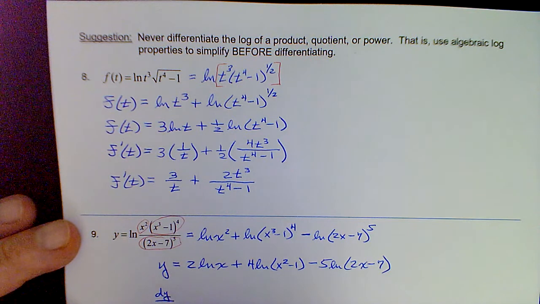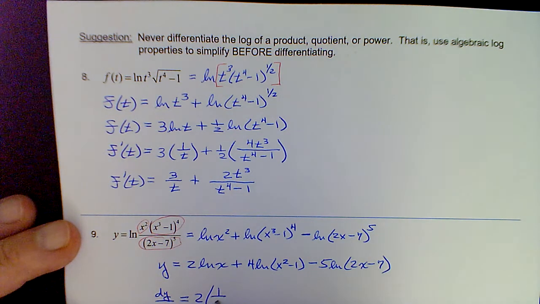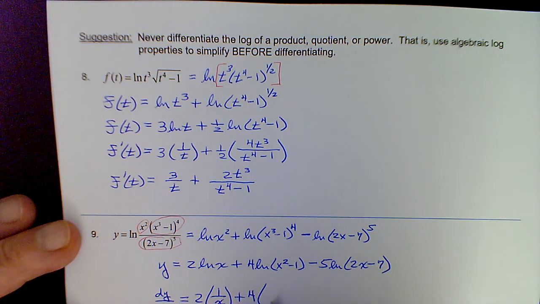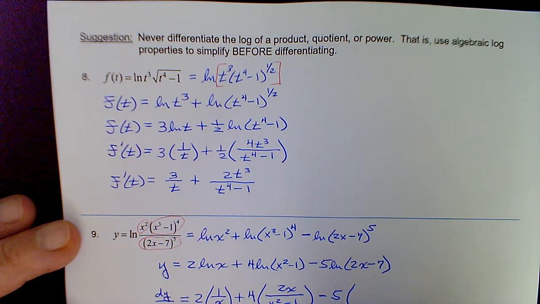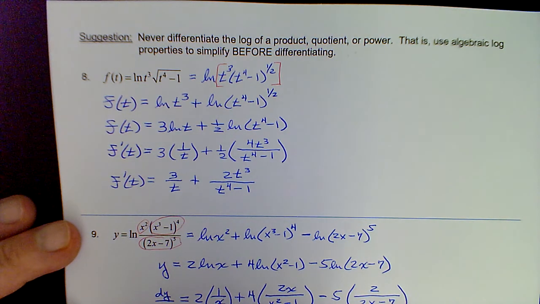Now we can differentiate. So now dy dx is equal to, right, the 2 is going to tag along as a constant multiple. Derivative of the natural log of x, 1 over x. Go to the next term, plus 4 tags along as a constant multiple. The derivative of the natural log of this quantity: fraction, log goes away, quantity x squared minus 1 in the denominator, its derivative 2x in the numerator. And then we have minus 5 tags along as a constant multiple, derivative of the natural log of this quantity: fraction, log goes away, 2x minus 7 in the denominator, its derivative 2 in the numerator.